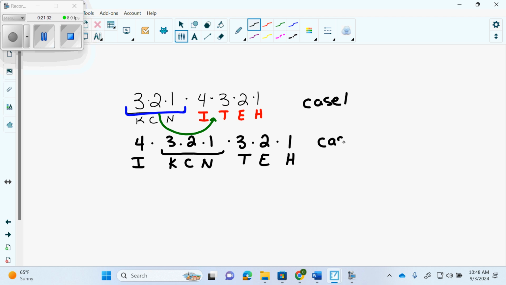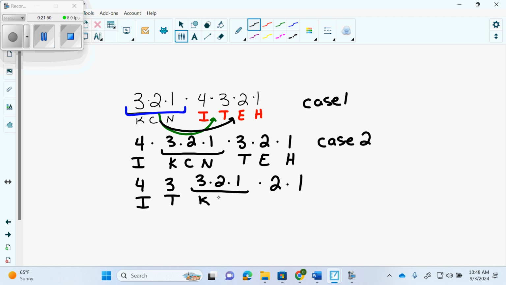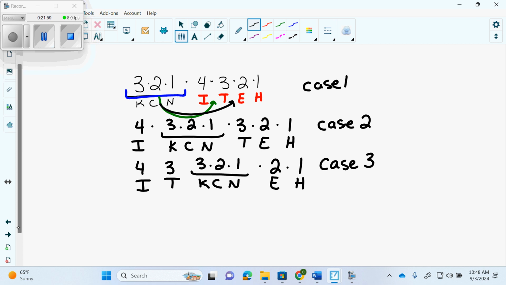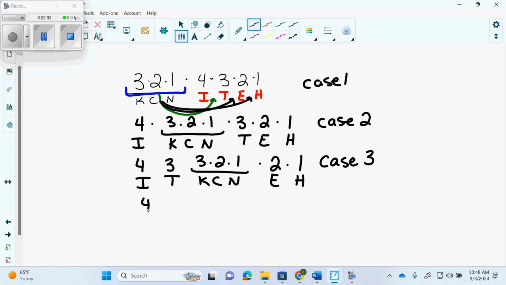This is case 2. Case 3, I could now move them between the T and E, correct? So now I would have 4, 3, 3, 2, 1, 2, 1. So I would have I, T, KCN, EH. Is that a new word? Yeah, that's case 3. Then I could move it between the E and the H. So I would have 4, 3, 2, I, T, E, 3, 2, 1, which is KCN, and H, which is case 4.